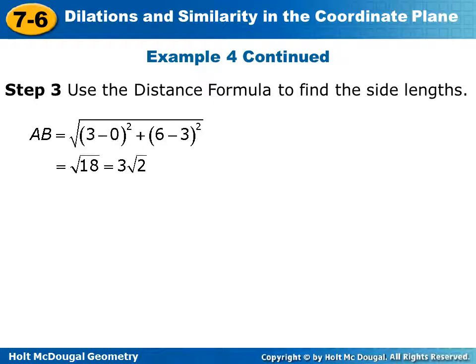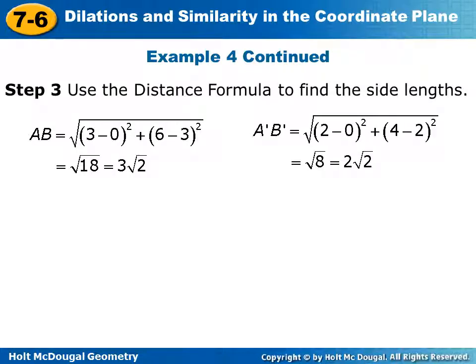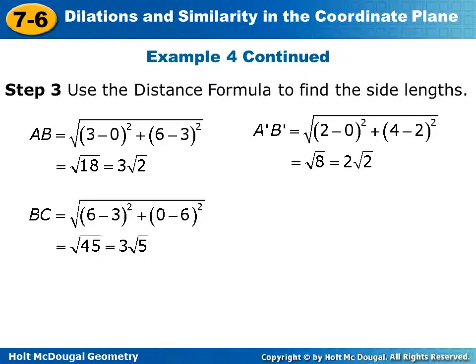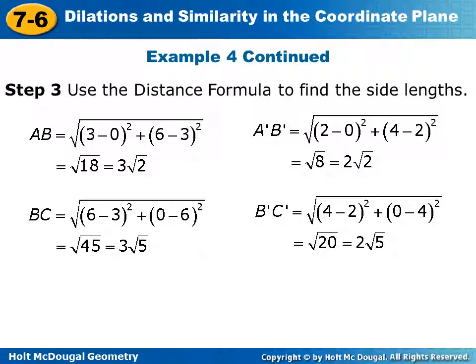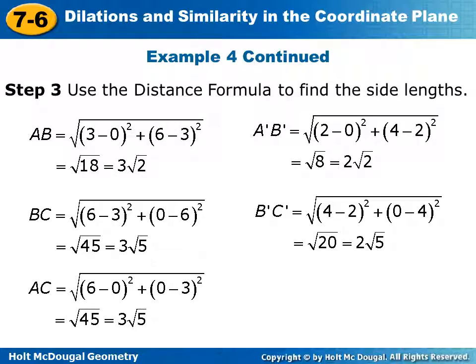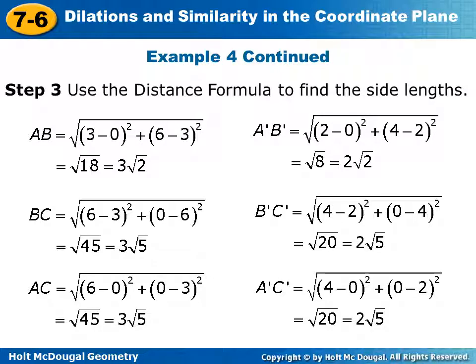We use the distance formula to find side lengths, and again, try these on your own, see if you can prove it. AB is 3 radical 2, A'B' is 2 radical 2, BC is 3 radical 5, B'C' is 2 radical 5, AC is 3 radical 5, and A'C' is 2 radical 5.